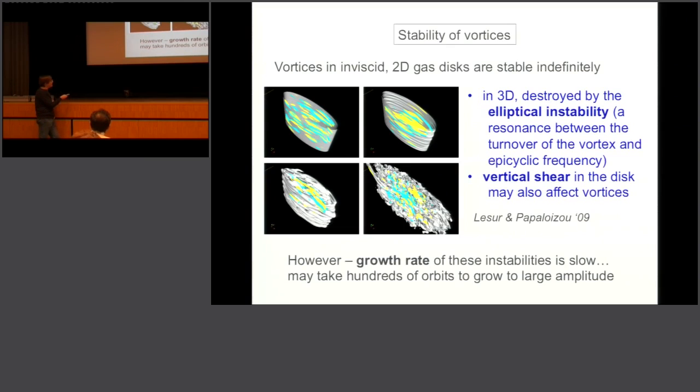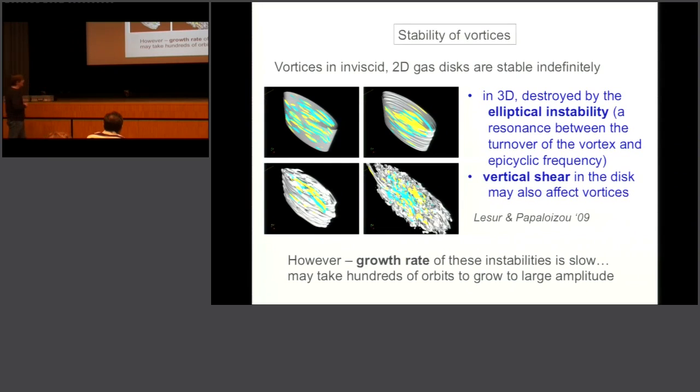This elliptical instability has been quite well studied. It definitely leads to destruction of vortices in three dimensions. How fast it grows depends quite substantively on the aspect ratio of the vortex. Compact vortices that are relatively circular have a very different growth rate of this instability than ones that are very long and skinny. Now, another possibility is vertical shear in the disk. We've already mentioned there should be some vertical shear in the background velocity field of the disk, and this may also affect the stability of vortices that are present.